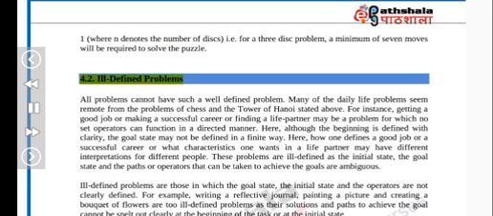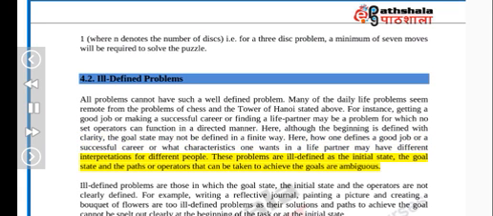4.2 Ill-defined problems. All problems cannot have such a well-defined problem. Many of the daily life problems seem remote from the problems of chess and the Tower of Hanoi stated above. For instance, getting a good job or making a successful career or finding a life partner may be a problem for which no set operators can function in a directed manner. Here, although the beginning is defined with clarity, the goal state may not be defined in a finite way. How one defines a good job or a successful career or what characteristics one wants in a life partner may have different interpretations for different people.